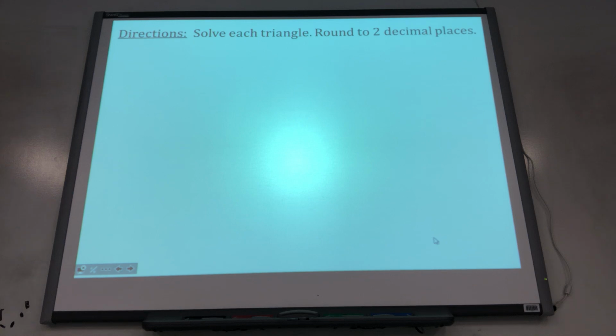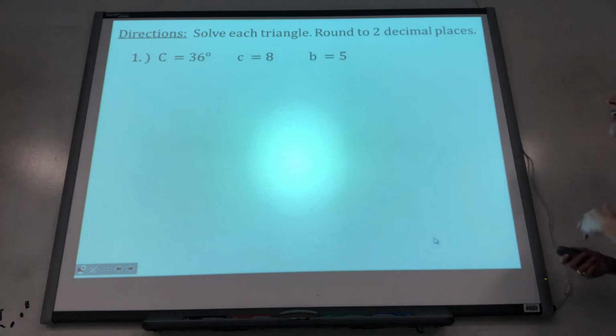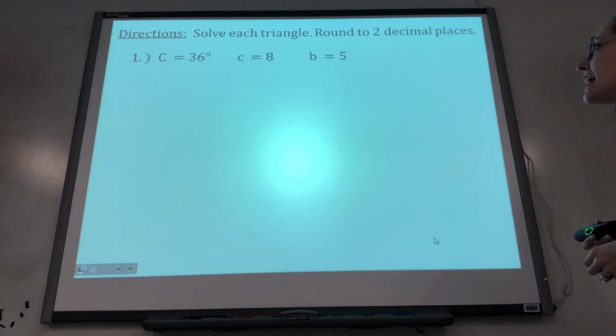So remember, we're doing the law of sines in this section. You've got the side over the sine of the angle. That's kind of how it works. Side over sine of the angle, and you can do that for A, B, and C. And this is what we have for example 1.